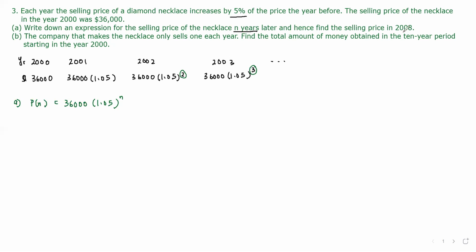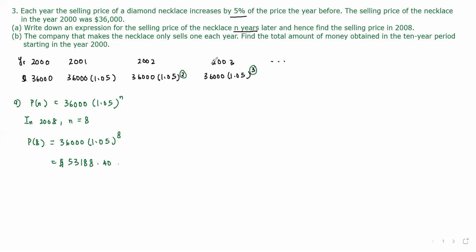And find the selling price in 2008. 2008 would be 8 years later. So in 2008, n is 8, and the selling price 8 years later is 36,000 times 1.05 to the 8. That should give you a value of $53,188.40.